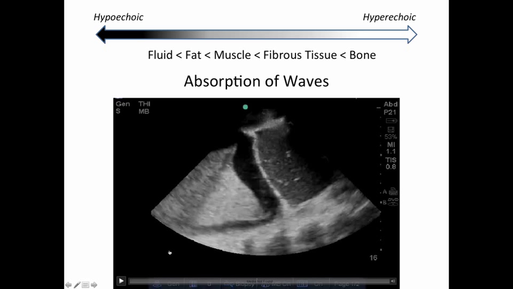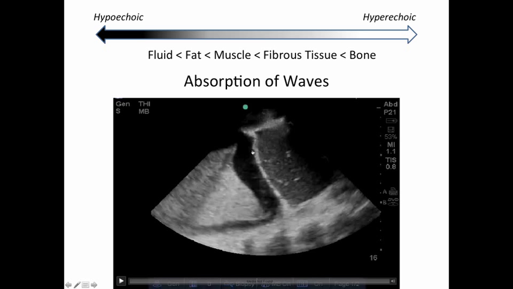Similarly, based on the structure that you're imaging, you'll get different brightness, as we mentioned previously. Fluid is typically very dark here and hypoechoic. This is an example of pleural imaging. This is consolidated lung tissue here with fluid. The bright white here is the diaphragm, and this is either the liver or the spleen, probably the liver, depending on what side you're looking at.